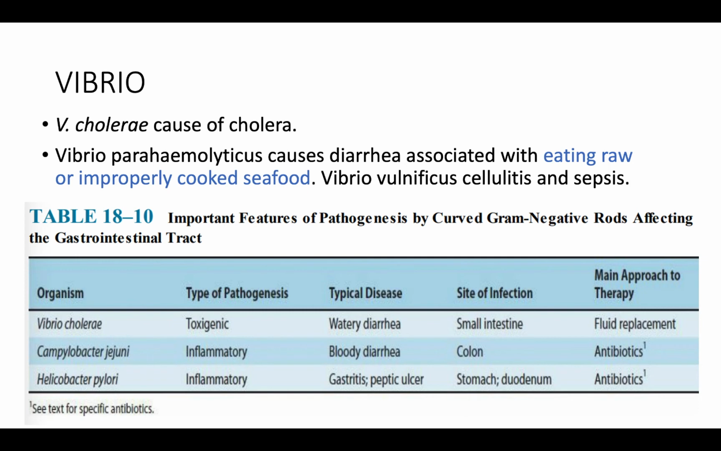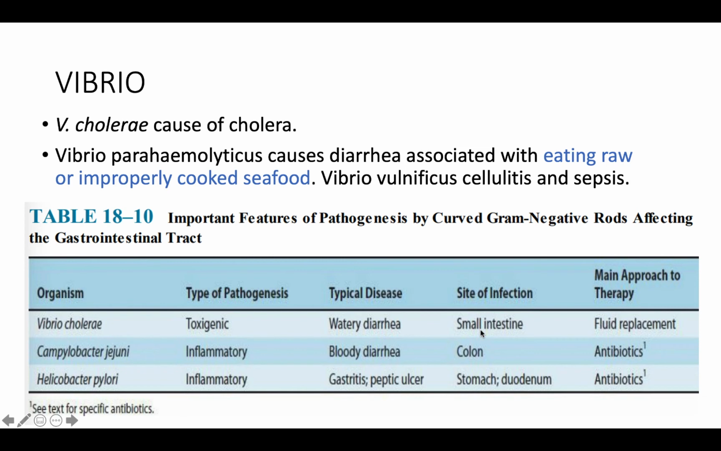Cholera is probably unique. We discussed who has toxins. Shigella has a toxin but doesn't use it. EHEC uses Shiga toxin, and the other one that uses a toxin in a very prominent manner among the gram-negative gut bacteria is cholera. So it is toxigenic. We'll discuss how. It's usually watery diarrhea produced by a toxin. The site of infection is the small intestine.